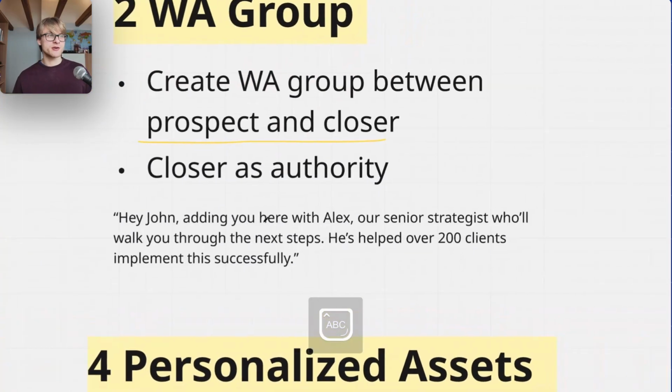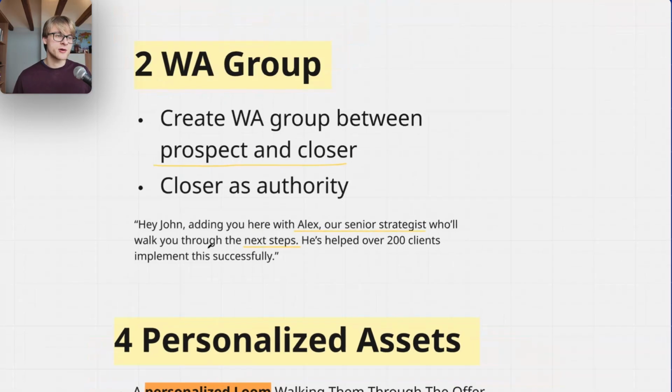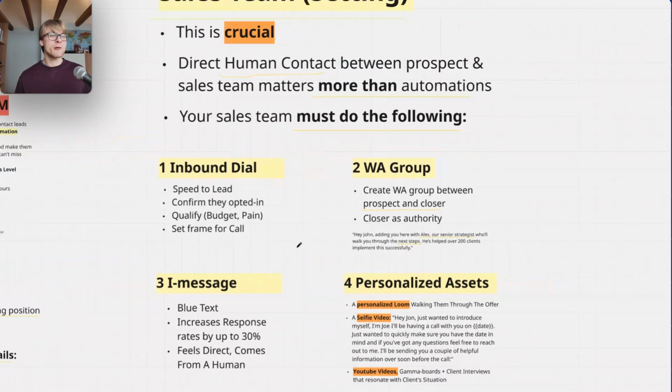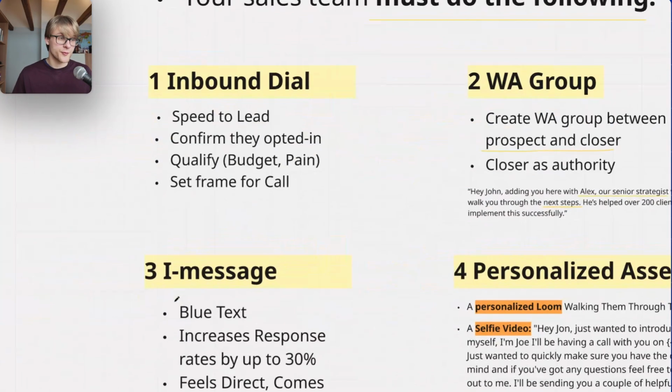So this is what the setter could say: Hey, John, I'm adding you here with Alex, our senior strategist, who will walk you through the next steps. He's helped over 200 clients implement this successfully. Why a WhatsApp group? Because WhatsApp is a native messaging app. Even though not everyone in the US, for example, uses WhatsApp, we're still doing this to directly establish rapport with the prospect, and the prospect already sees their closer's profile on WhatsApp. It makes it much more human than just communicating via email or phone.